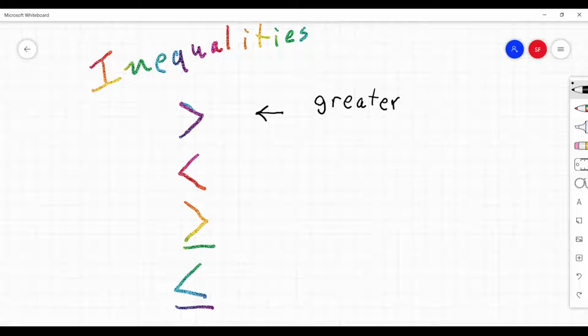Are there more right-handed or left-handed people in the world? Right-handed. So the greater than symbol points to the right.